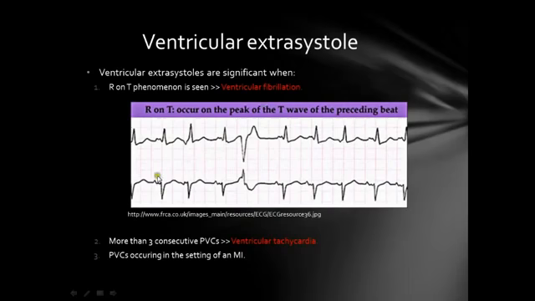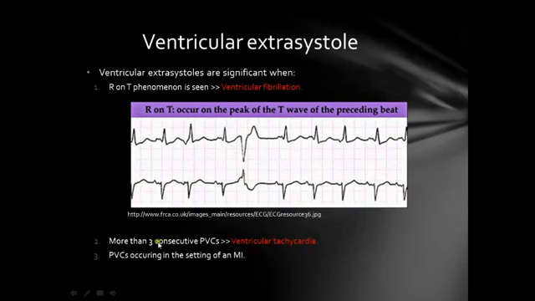I've just got a few points to make regarding ventricular extrasystoles. They are clinically significant when we have an R on T phenomenon. That is when the R wave of the ventricular extrasystole occurs on the T wave of the preceding beat. So we have here the beginning of the T wave of this normal beat, and then the R wave of the ventricular extrasystole. This is significant because it could progress into ventricular fibrillation, which is life-threatening. So when we have an R on T phenomenon, this is clinically significant, and you should look for it.